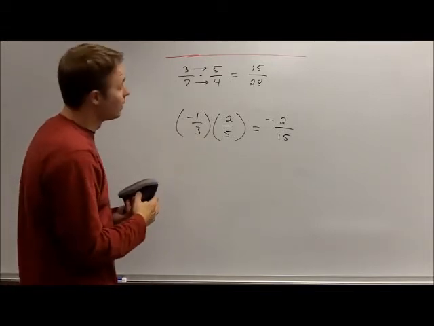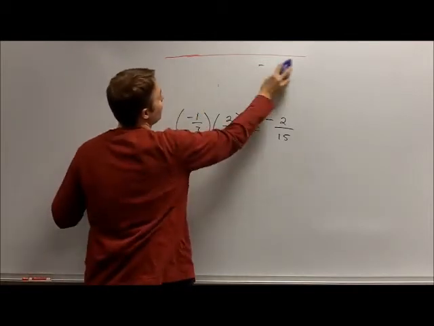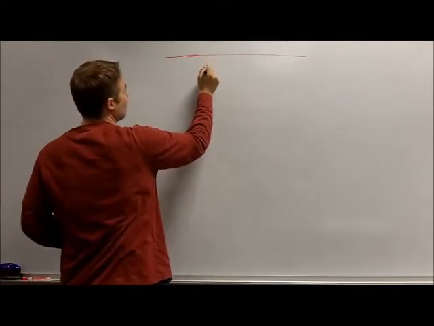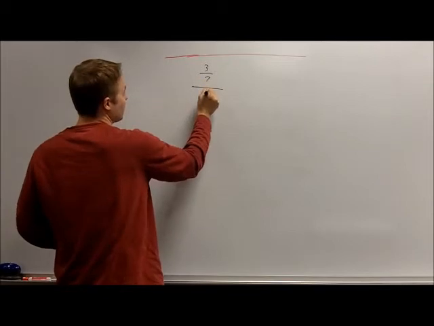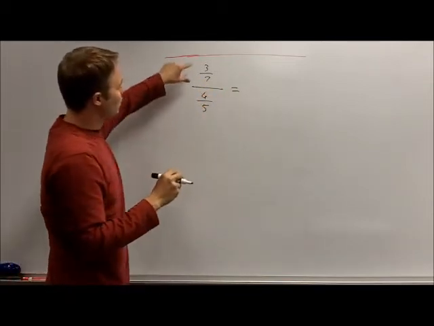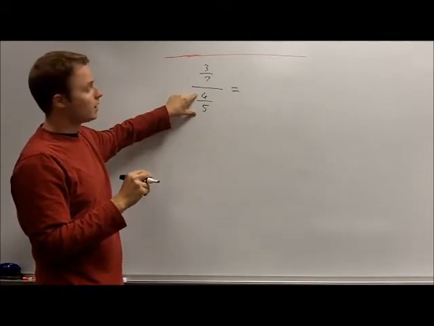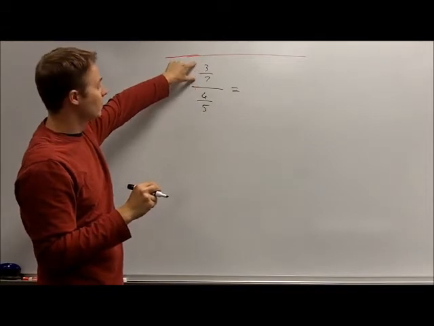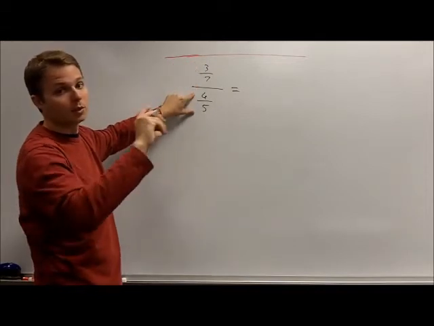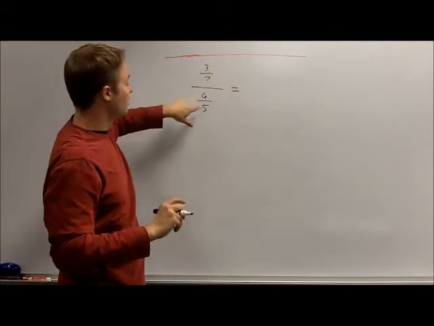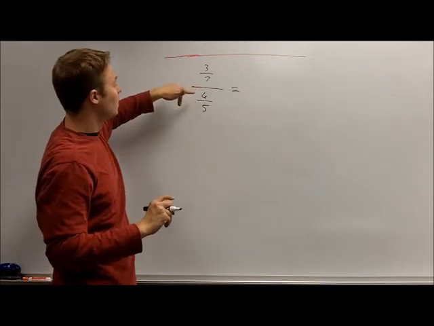So let's look at a little bit of division now. Division is similar, but we have one extra step that we have to deal with in division. So if I have something like this, 3/7 divided by 6/5, in order to do this division, I can just think about taking the second fraction and flipping it and multiplying. So in other words, dividing by a fraction is the same thing as multiplying by what we call the reciprocal of that fraction, where we switch the numerator and the denominator.